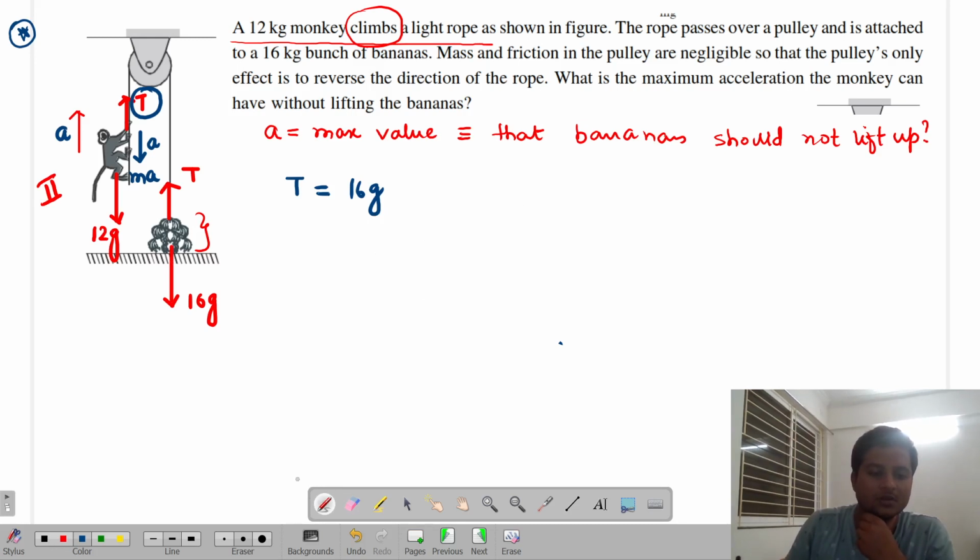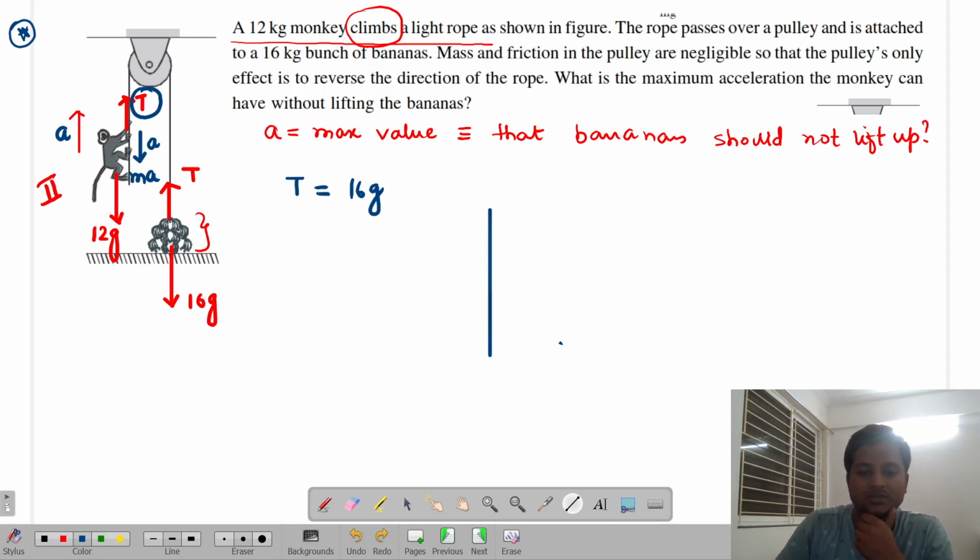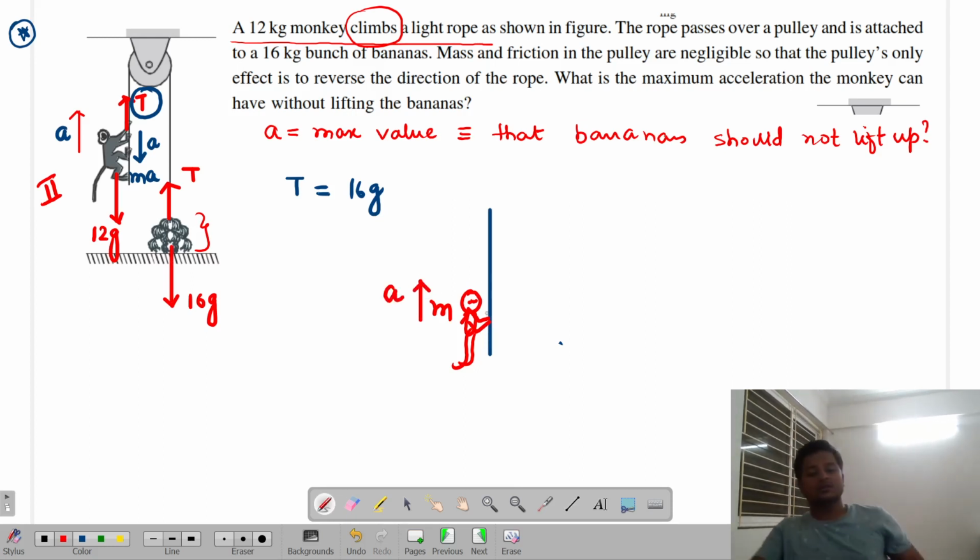तो ध्यान से देखो, अगर मान लो मंकी के पास कोई एक्सेलरेशन नहीं था, ठीक है। अब मान लो अगर ये आपके पास थ्रेड है और इस पे अगर एक मंकी चढ़ने लगे, मान लो ये मास ऑफ द मंकी m है, और ये इसके ऊपर चढ़ रहा है। मान लो ये एक्सेलरेशन a से ऊपर जाएगा, तो थ्रेड एक्सेलरेशन a से डाउनवर्ड जाना चाहिए, है कि नहीं? So then only it will be able to climb up, isn't it?